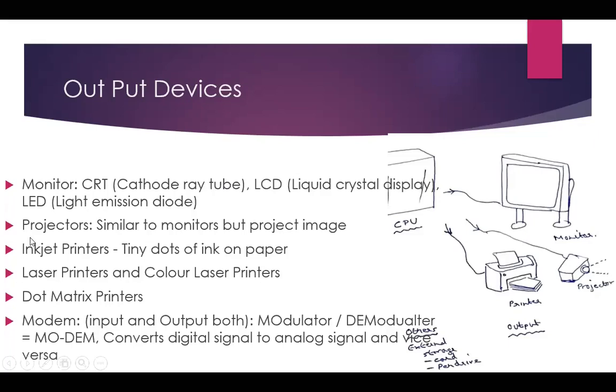The other output equipment is known as projector. Projector is similar to monitor, but it projects on a screen. Then we have output devices like printers. Printers can be of three types: inkjet printer, which uses liquid ink; laser printers, which use toner in the form of powder; and dot matrix printers.